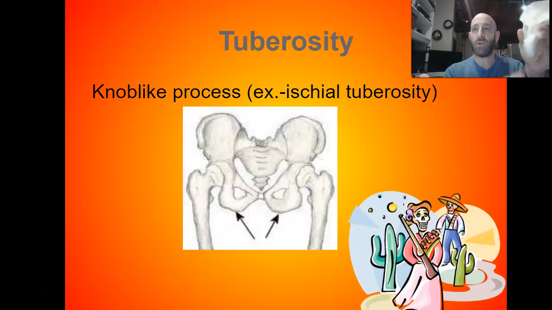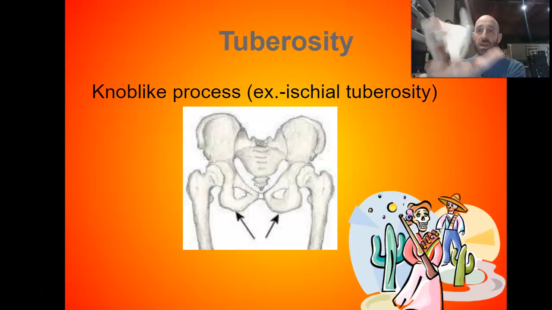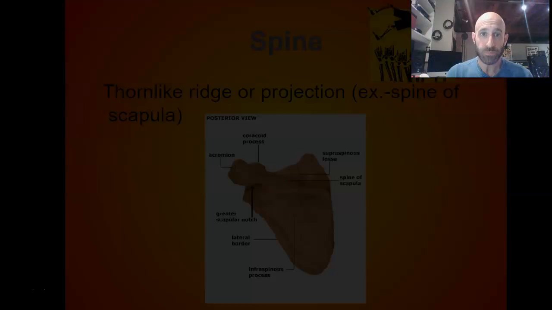So is it a knob-like process? Yeah, kind of like a knob, but it's just a larger process on the bone that is going to be kind of flattened and knob-like. And that makes sense because there's some surface area there. You got to be able to sit on that.